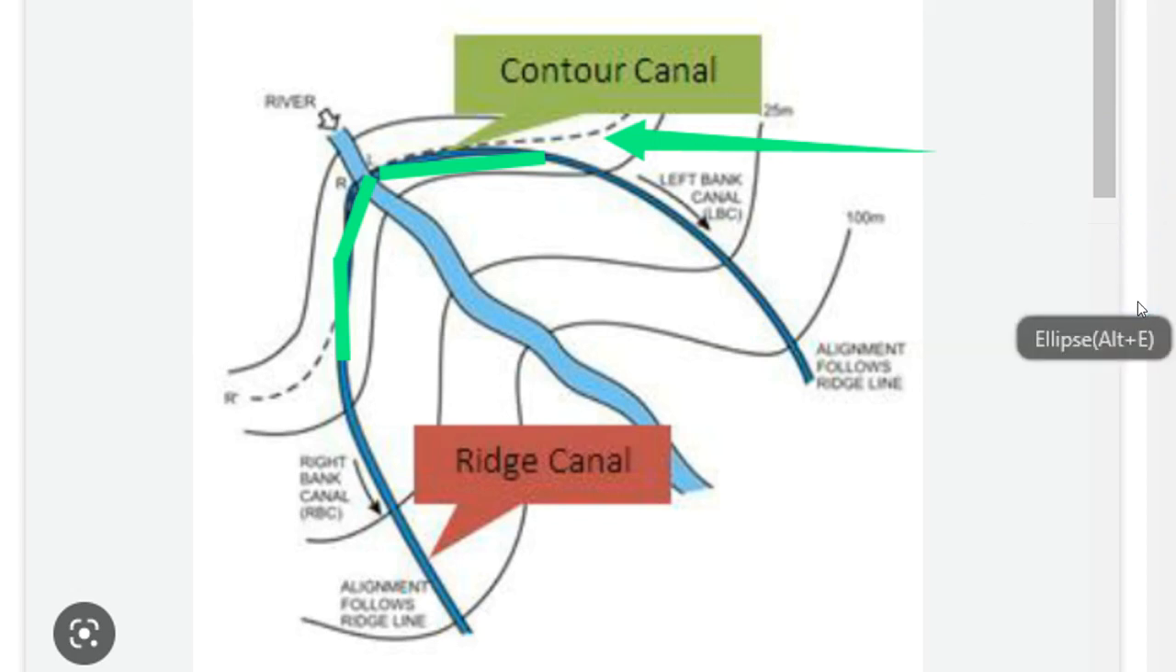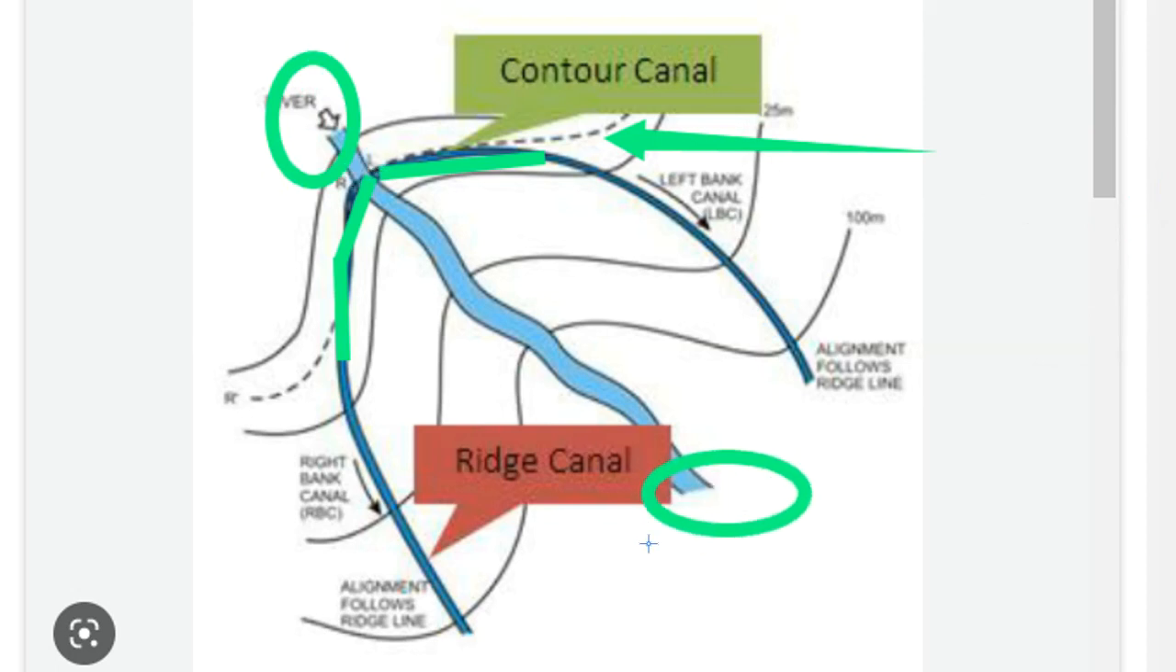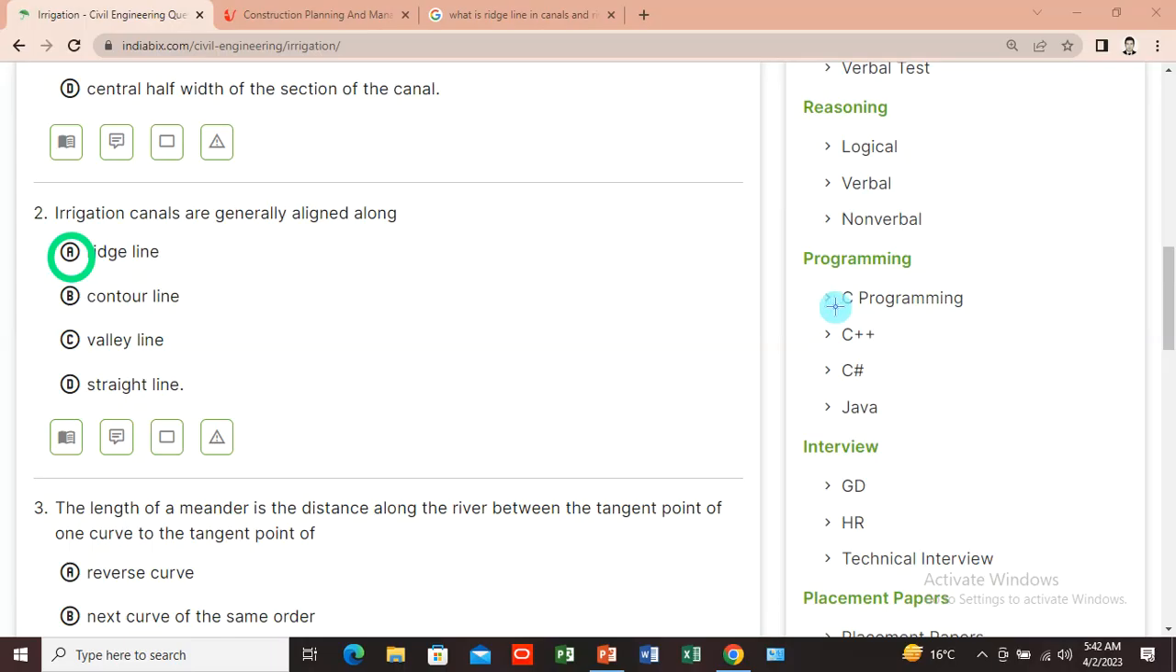For example, that is my top extreme point, and that is my lowest extreme point. So it goes with that flow, slope, natural gravity, from the highest point to the lowest point. Such a line is known as a ridge line, and such canals are known as ridge canals. Canals are generally aligned along the ridge line, okay. So that's been cleared.